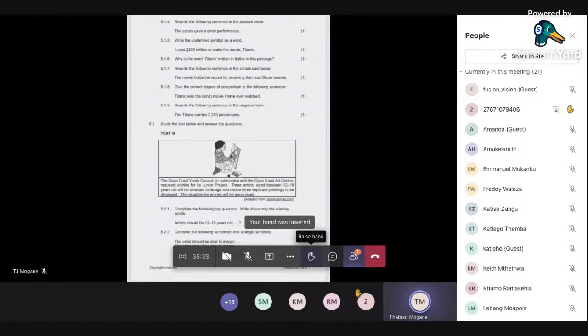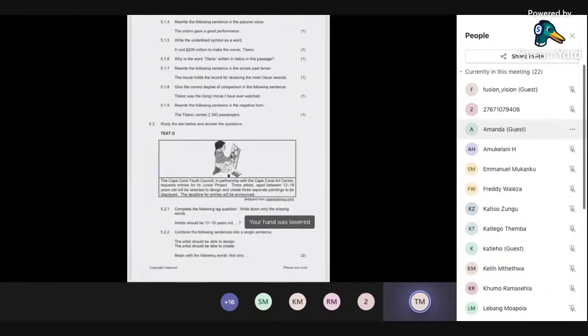Now, let's move on to the next text, which is text G. Remember, guys, make sure that you do write text G and then the answers beneath that. So make things easy for the marker, the one that's going to be marking your paper, to know that these answers belong to these set of questions set on this particular text. The Cape Coral Youth Council, in partnership with the Cape Coral Arts Center, request entries for its junior project. Three artists aged between 12 to 18 years old will be selected to design and create three separate paintings to be displayed. The deadline for entries will be announced.